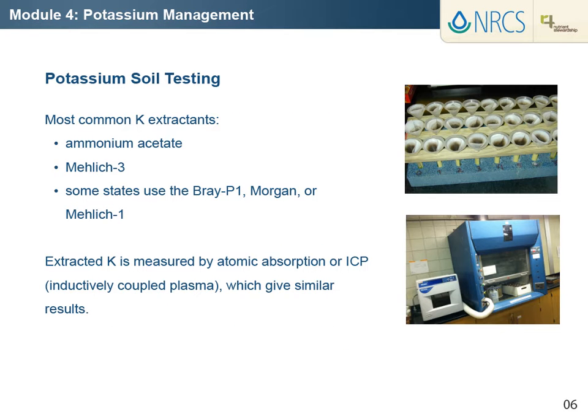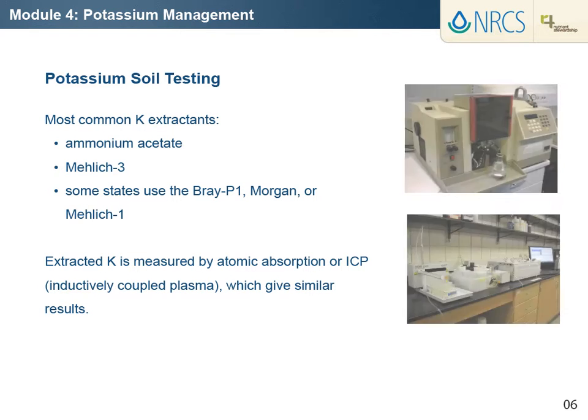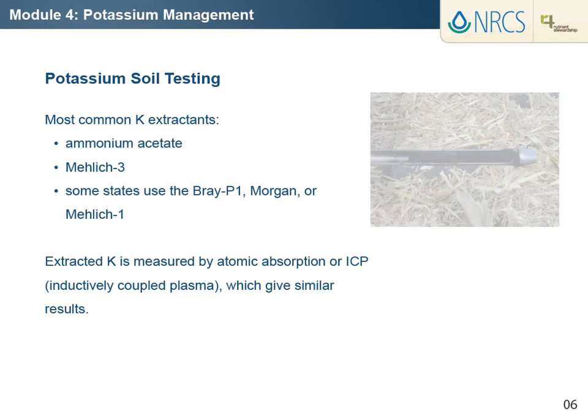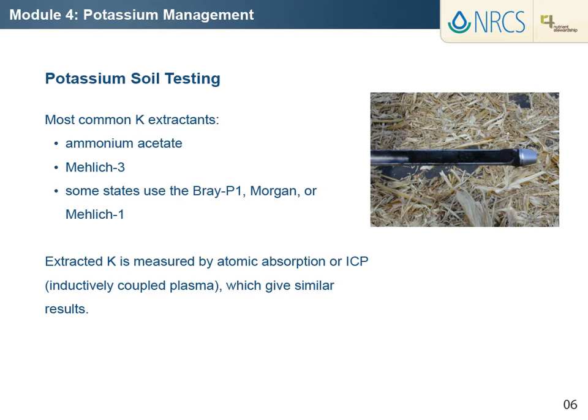The most widely used methods extract potassium with the ammonium acetate and Mehlich 3 methods, but a few states use the Bray P1, Morgan, or Mehlich 1. Extracted potassium is then quantified using atomic absorption or inductively coupled plasma, or ICP, which both provide similar results. Only the top 6 to 8 inches of soil is generally tested for potassium because the surface soil is the most significant source of potassium for most plants. However, in a few states, a shallower sampling depth is recommended for pastures and no-till.